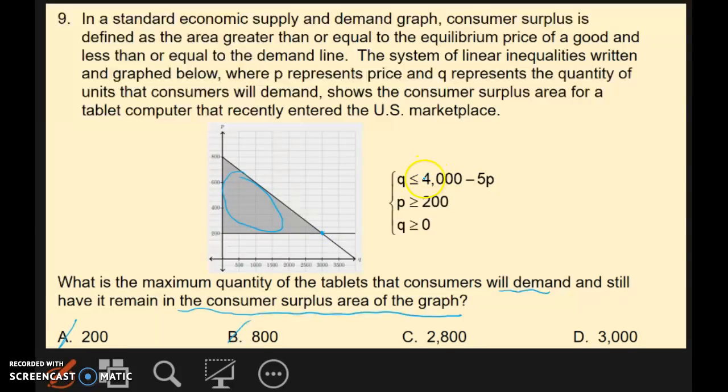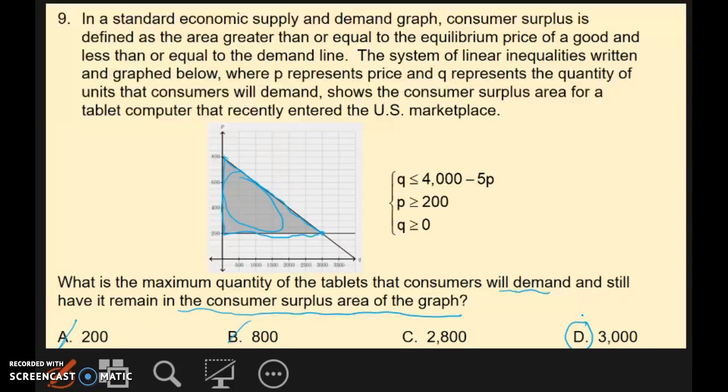inequalities, because they're all either less than or equal to or greater than or equal to. What that tells me is those lines that form the boundary are going to be part of my solution set and part of that consumer surplus area. And so I think D would work because it is that corner piece there.